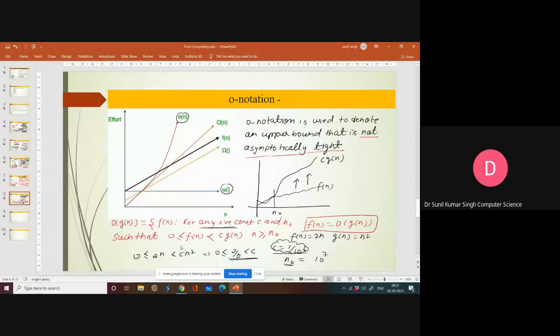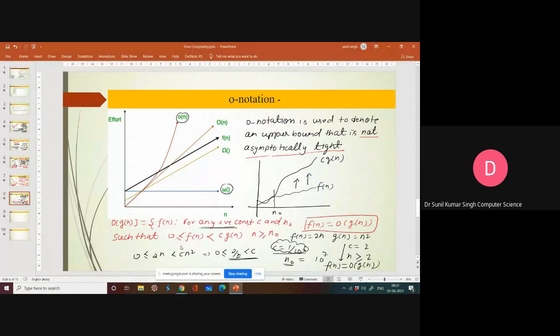Maybe you choose some other value, let's say c equal to 2. Then you have to choose n greater than or equal to, let's say, 2. Any values you can choose, and you will find that it will hold the conditions. And if it holds the condition, then we can say that f(n) can be expressed as small o of g(n).